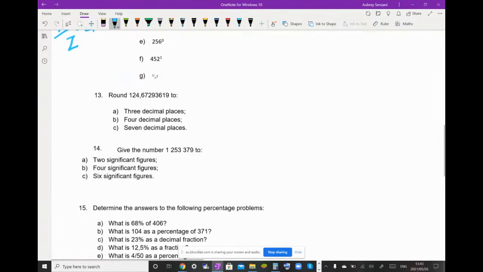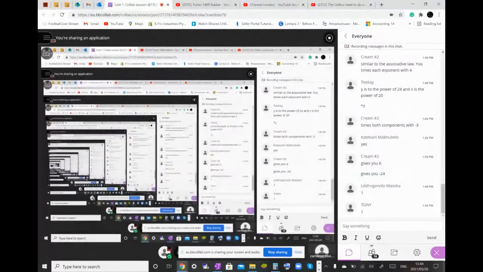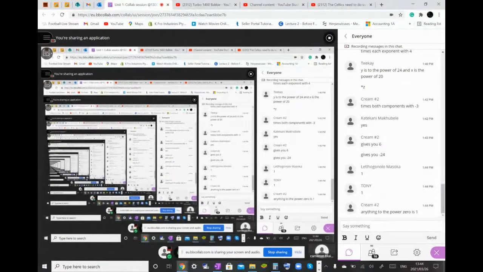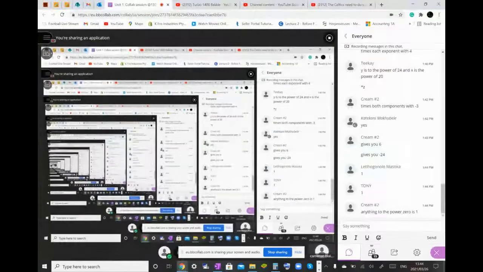Go on to E. 256 to the power 0. Somebody quickly tell me, what is the answer over there? Two people have responded. They say it is 1. Is that true? Anything to the power 0 is 1. Yes, Cream, that is 100% right. This equals 1. And then 452 to the power 1. What do we get, guys? 452 to the power 1.